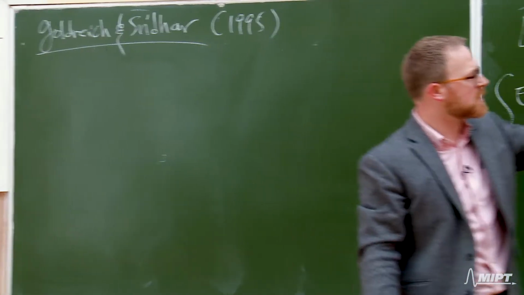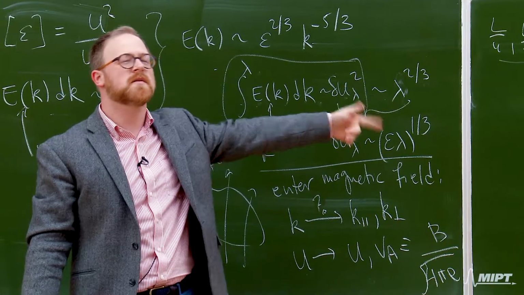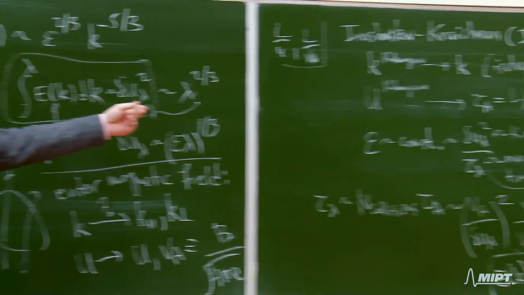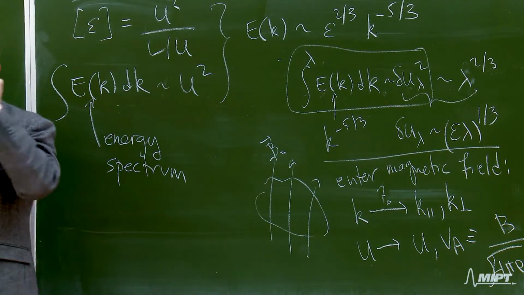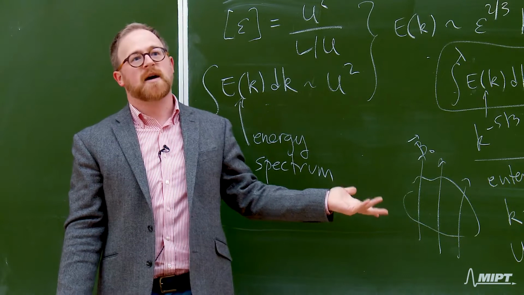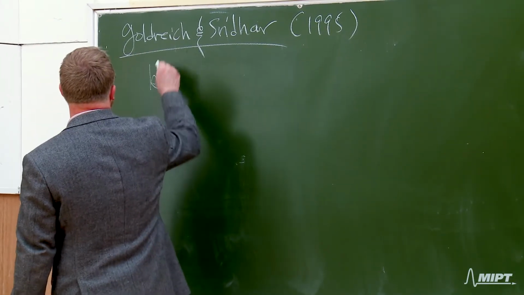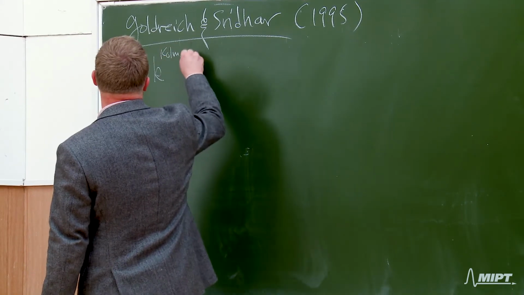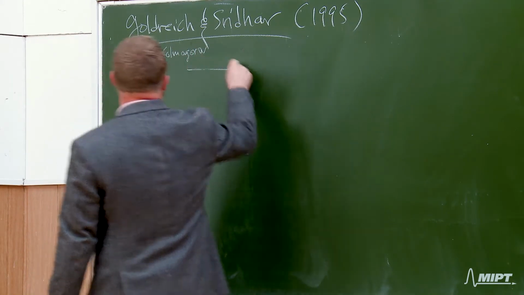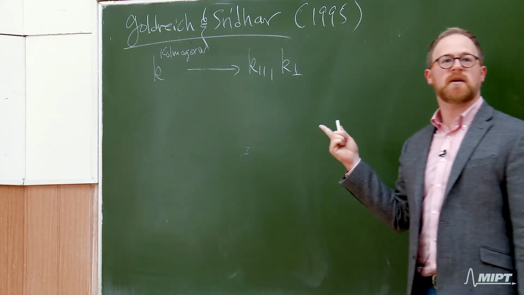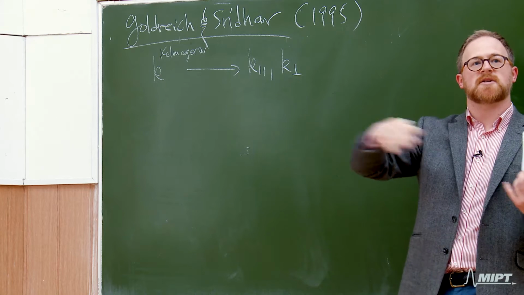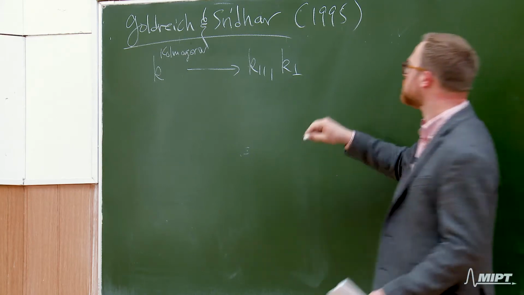So this was like 65, something like that. I think Iroshnikov was 65, Kraichnan was 67, I think. So then 30 years went by. There were some doubts cast on the isotropy assumption. So Goldreich and Sridhar's answer to this was to take the Kolmogorov k and actually distinguish between the length scales of these fluctuations along the field versus across the field.